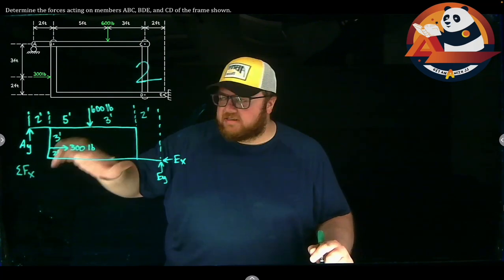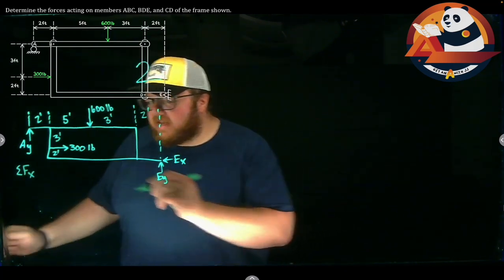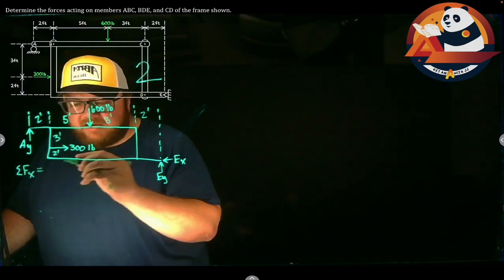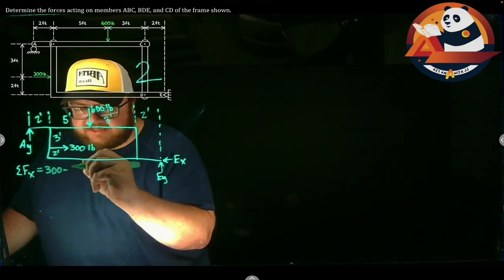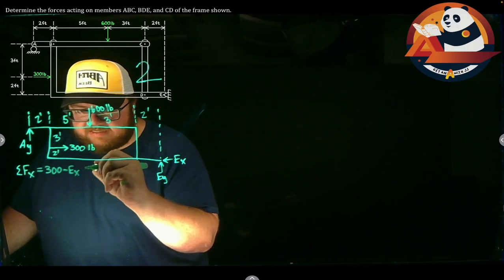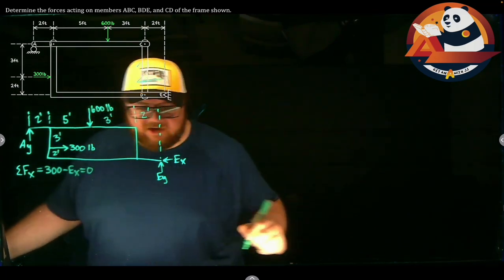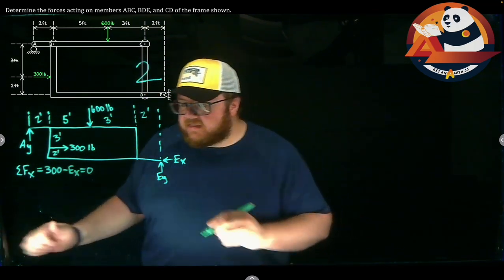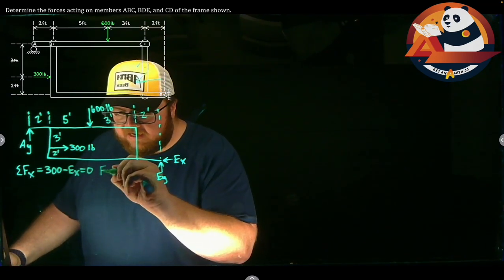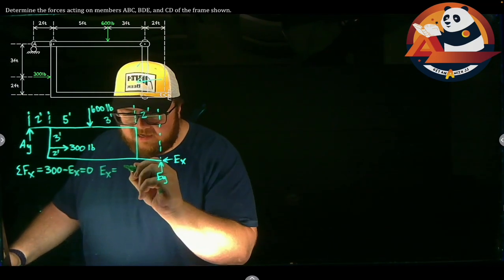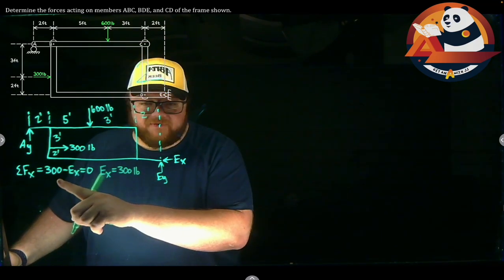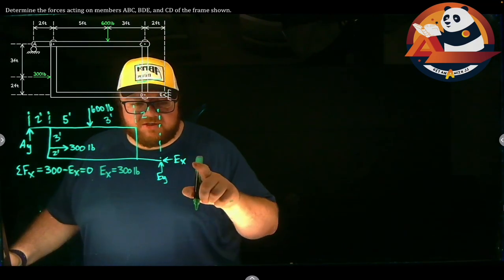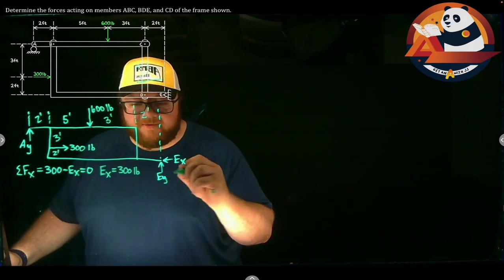Sets the road for us to be successful. But summing the force in the x, I have 300 to the right, and I can subtract off EX because I assumed it went to the left. Minus EX equals 0. Solving that for EX, we get our first answer: EX equals 300 pounds. I get a positive number for EX when I solve this equation, which just tells us I guessed the right direction in my free body diagram.